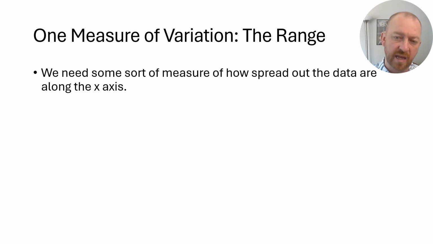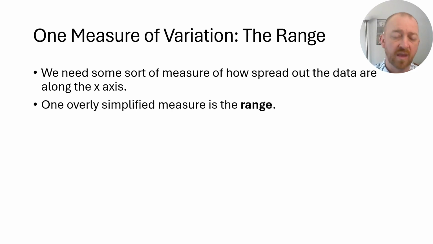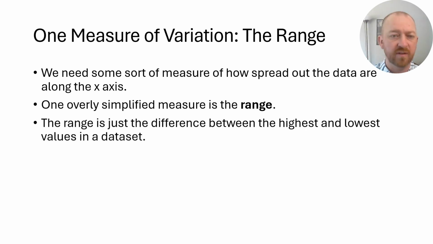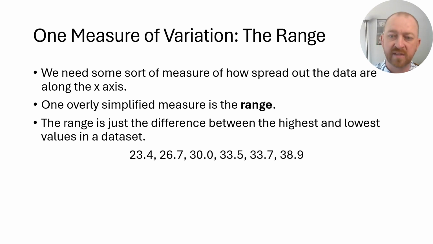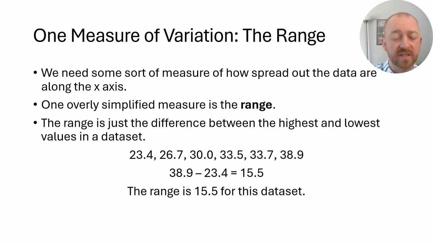So one option that we can have for this is something called the range. The range is a very simple measure, and in fact it has some weaknesses in that it's oversimplified, but it's still got its uses. Very easy to do. All you do is find the difference between the highest and lowest values in the data set. So if you had a data set like this where you've already ranked it from lowest to highest, you simply take the difference between the highest number and the lowest number by saying 38.9 minus 23.4, which is of course 15.5. So the range for this particular data set is 15.5.